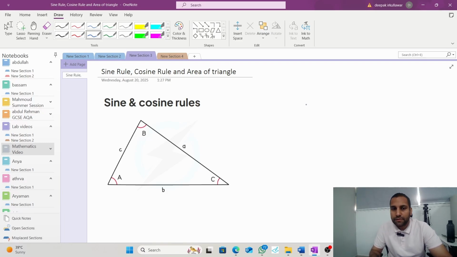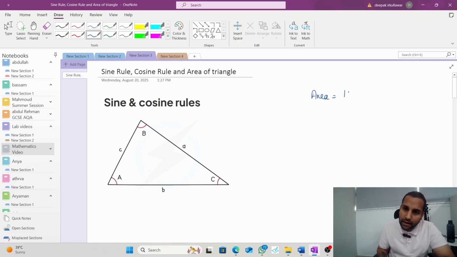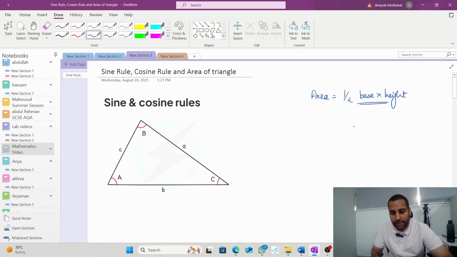triangle. So today we will understand what the sine rule is, what the cosine rule is, and how to find area of a triangle which is non-right angle. Basically you might know area of a triangle is half times base times height, but this is only applicable when the triangle is a right angle triangle.